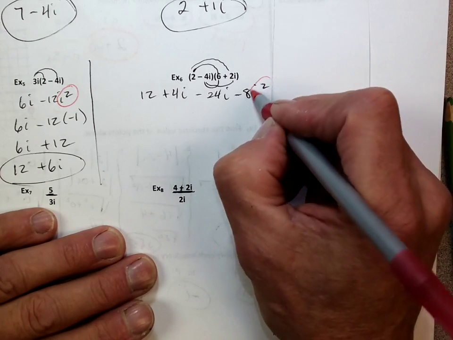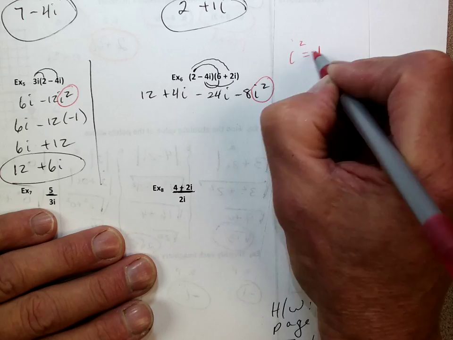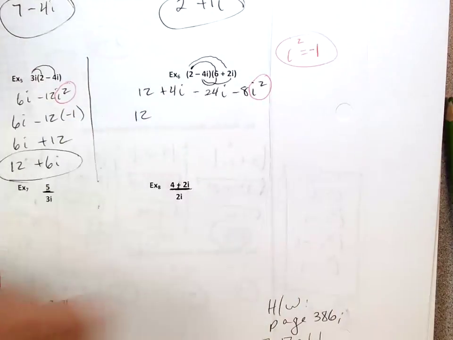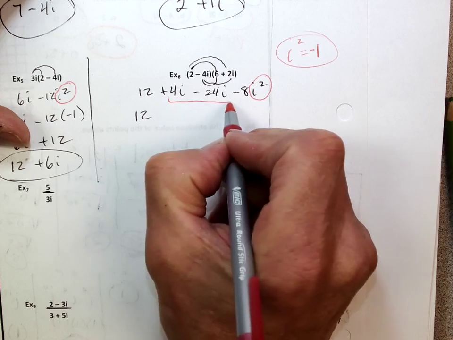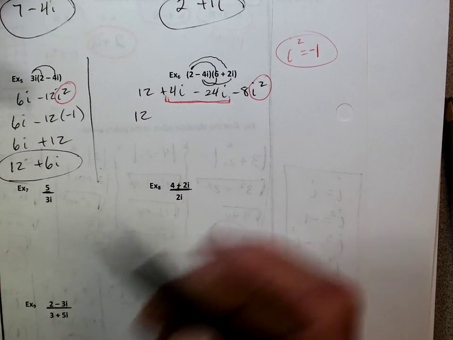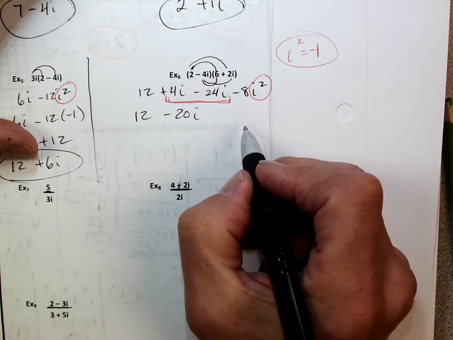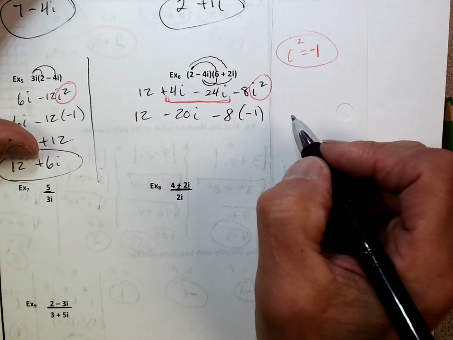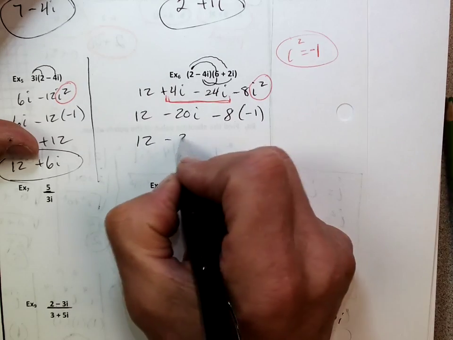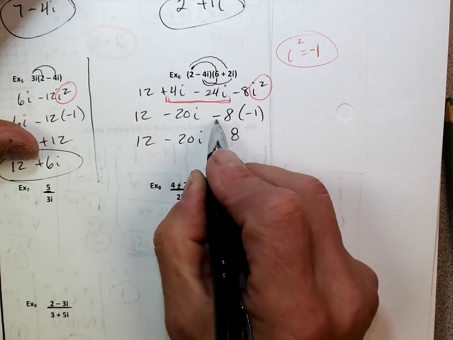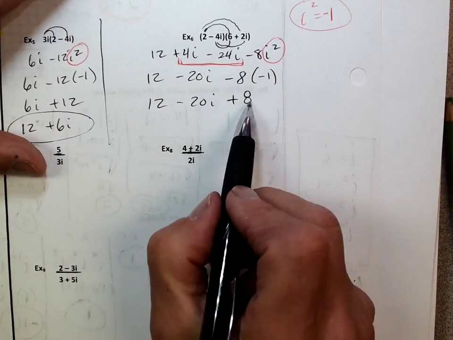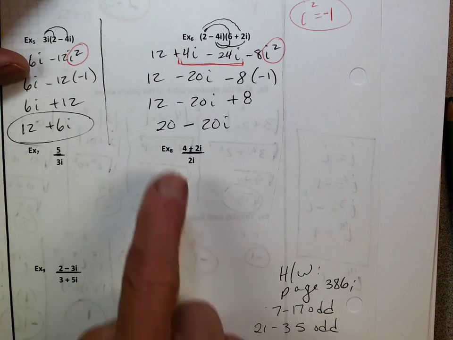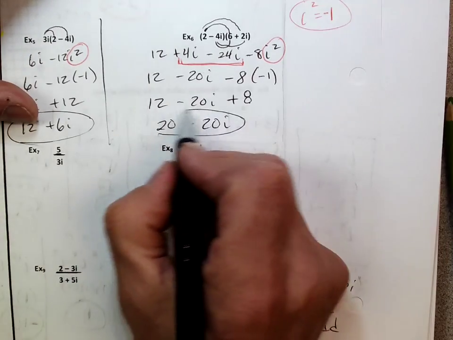But I need to remember that i squared is equal to negative 1, so let me simplify a little bit further. So, I have a 12. These two terms right here can be added. It's a 4i and a minus 24i. Those two can combine. Makes a negative 20i. I get a negative 8, but remember, i squared is negative 1. I'm going to go 12 minus 20i plus 8, because negative 8 times negative 1 is plus. Almost done. 8 and 12 makes a 20 minus a 20i. Real plus or minus my imaginary. That is my answer.